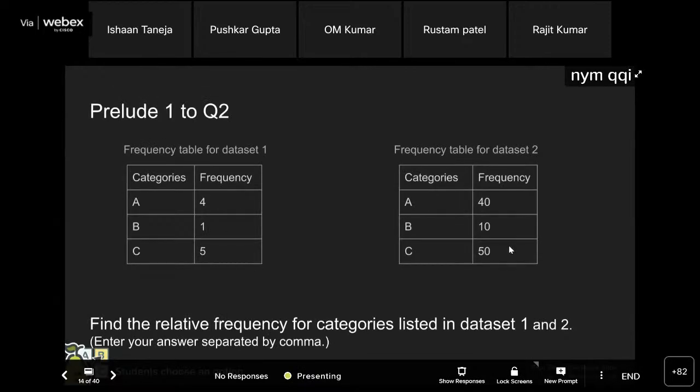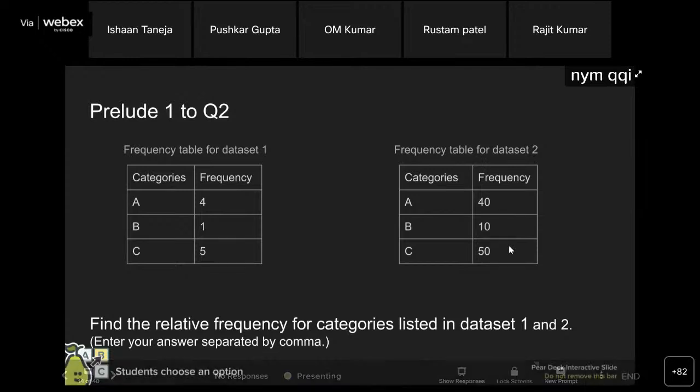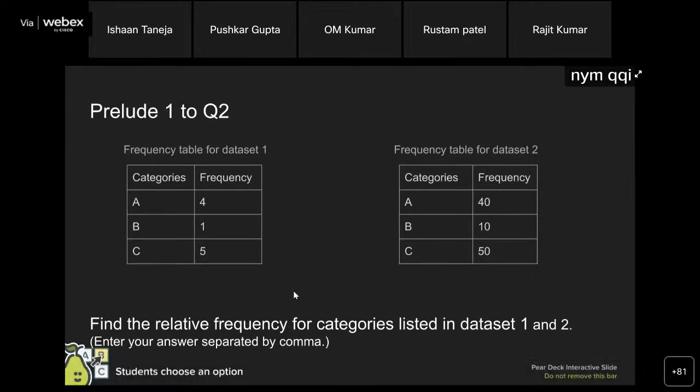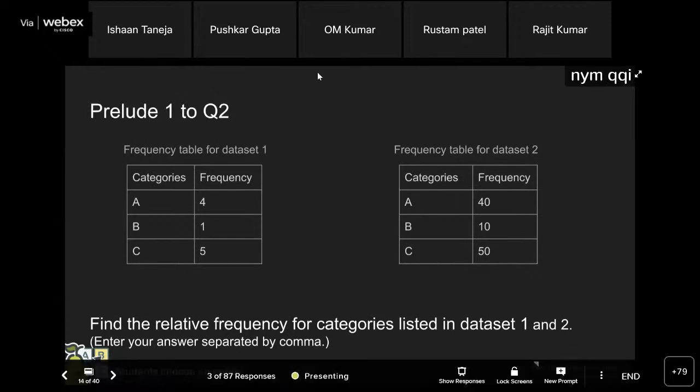Moving to the first step of question 2. So you will see again the main question. Hopefully after this one only, there is only one step, I think. You need to find the relative frequency for categories listed in dataset 1 and dataset 2. You just need to compute relative frequency for both the datasets. That's all.